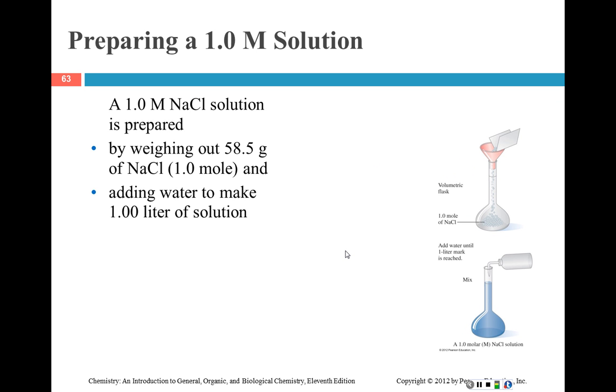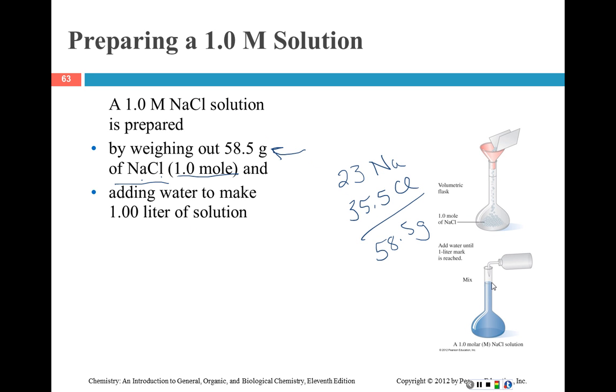So for a 1 molar sodium chloride solution, you weigh out 58.5 grams of sodium chloride, which is the molecular weight of sodium plus chlorine, because sodium's 23 and chlorine is 35.5. That's where the 58.5 came from. So that's 1 mole, and that's how much sodium chloride you need.